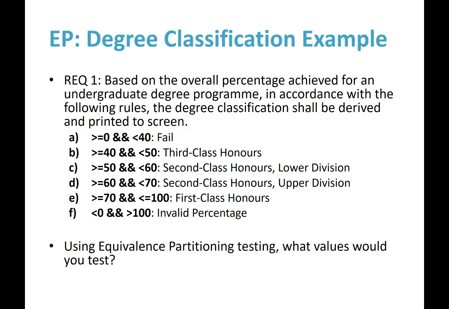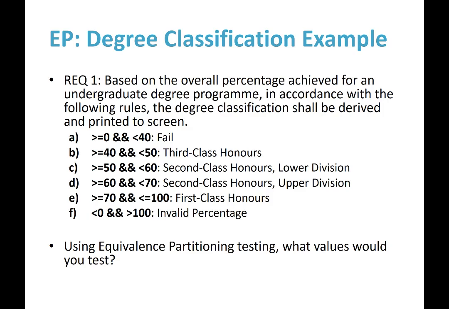But we also have invalid partitions to consider as well in this technique. So obviously if we're talking a percentage for an examination paper, we would expect a grade between 0 and 100%. But any grade, if we received one that was less than 0% or greater than 100, then they are classed as invalid partitions, and we need to make sure that an application handles those correctly as well.